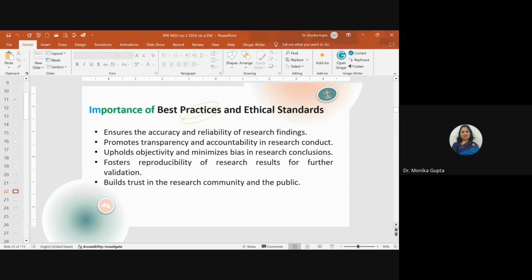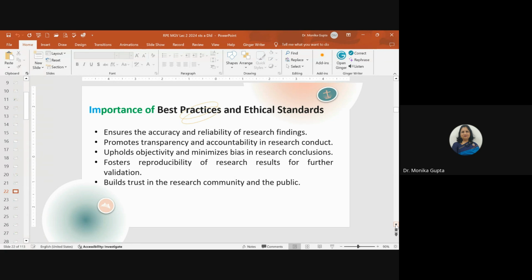So, best practices and ethical standards are the cornerstones of credible and reliable research publication. By adhering to these principles, we ensure the accuracy and trustworthiness of research findings. Transparency allows scrutiny and replication, fostering accountability within the research process.